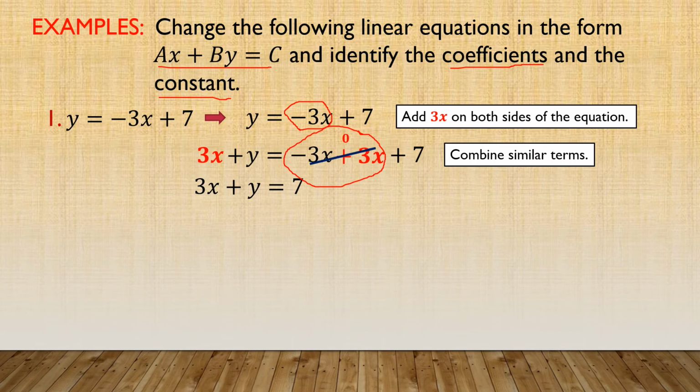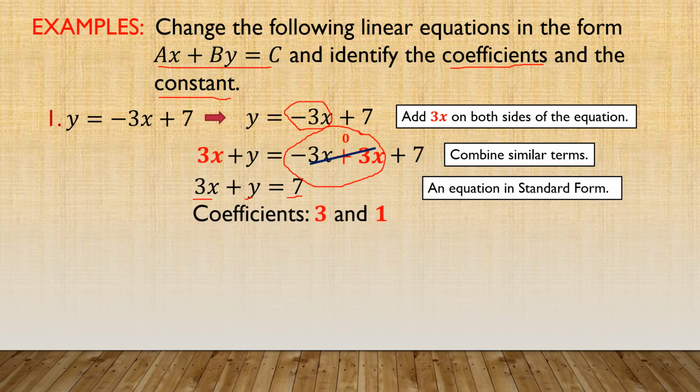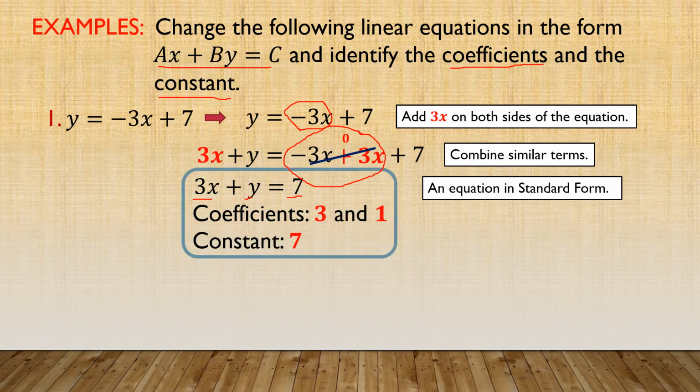Okay, so ito na tayo. 3x plus y equals 7. So, therefore, it's now an equation in standard form. Ayun na, ax plus by equals c. So, nakaporma na siya ng standard form. Tapos, yung coefficients na lang. So, ano bang coefficients natin? Of course, that is 3 and 1. Okay? And the constant term is, of course, 7. So, those are our answers.